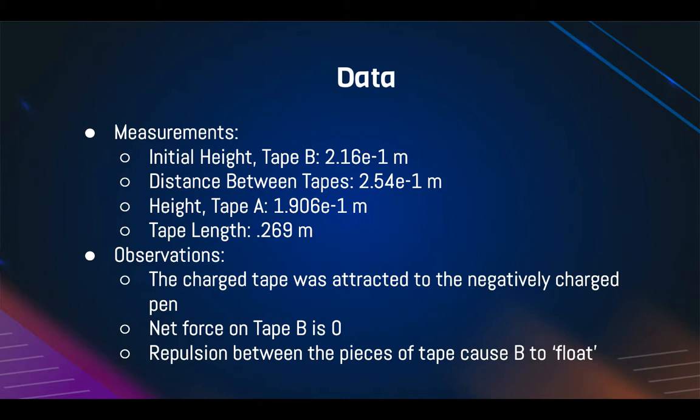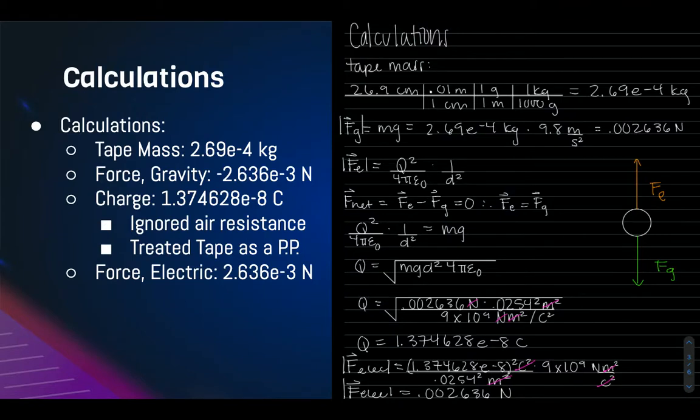So I observed that the charged tape was attracted to the negatively charged pin, which meant that the tape was positive, and that the net force on tape B is zero since the tape didn't actually float. The center of mass moved slightly, and this floating was caused by the repulsion between the pieces of tape since they had the same charge. Here are my calculations.